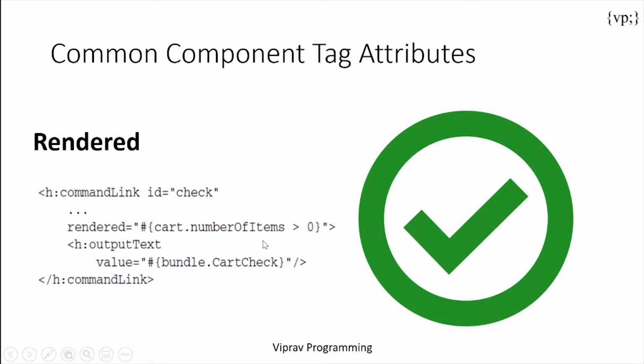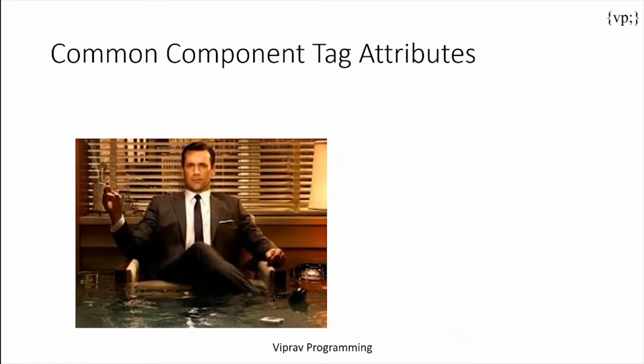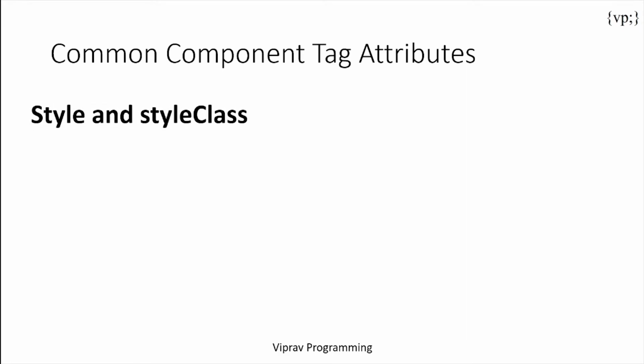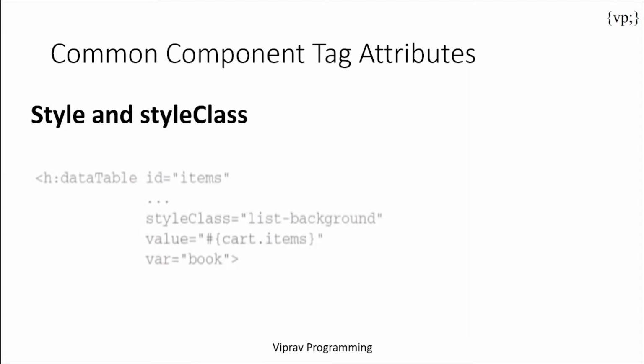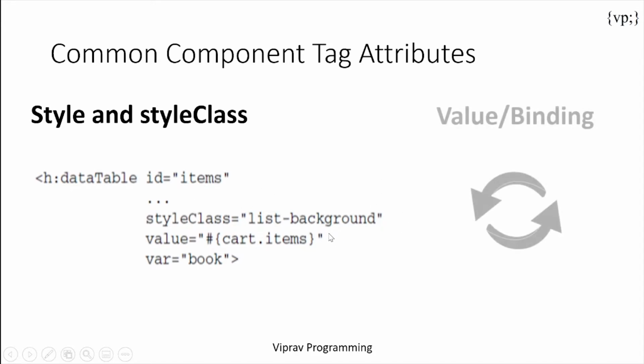Then if you want to add a little style to your page, you can use the style and styleClass attributes, which allow you to specify the CSS style of your rendered output. In this case, your style class could be list background, and this would be in your CSS file. Then there's value binding, which binds a component's value or instance to a data object. We'll be talking about more of that later, but just understand that you can bind things to a component's value or instance for later use.